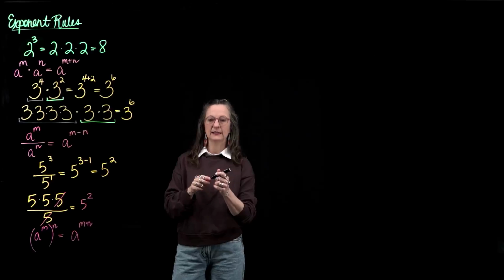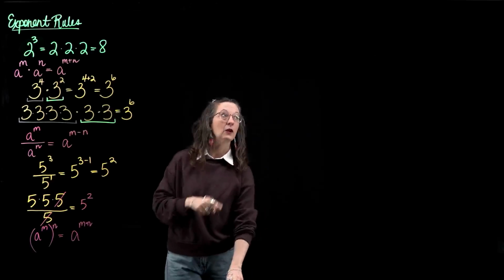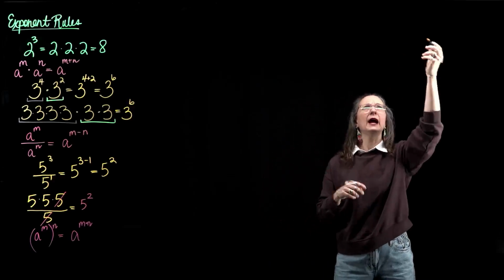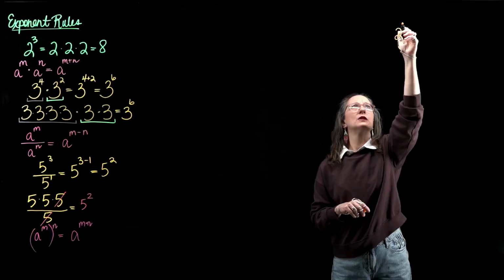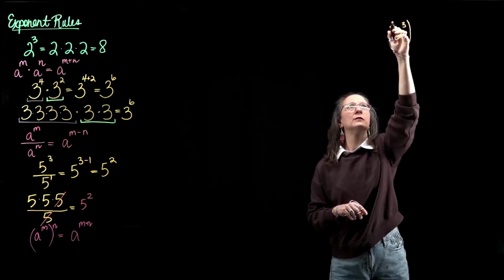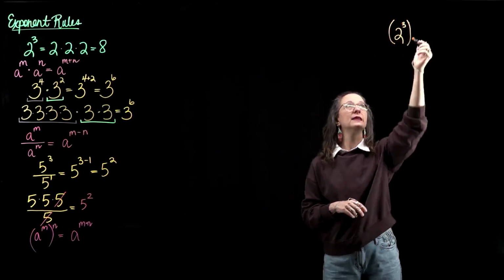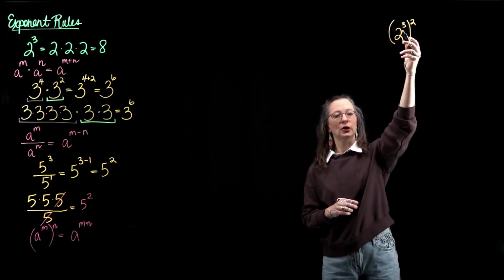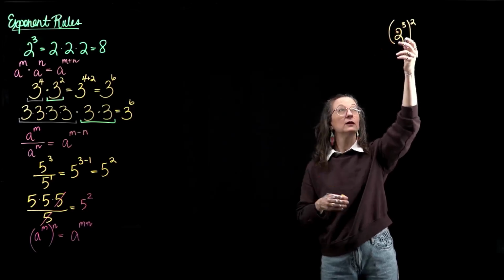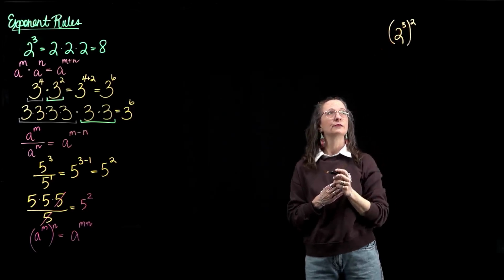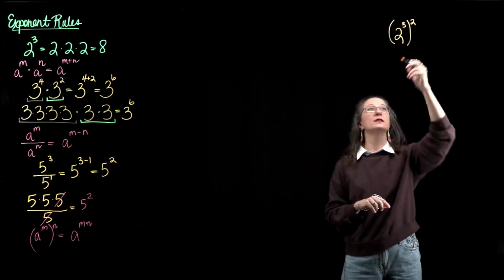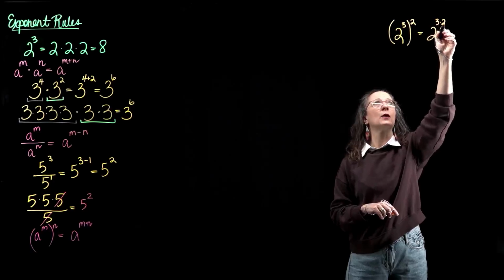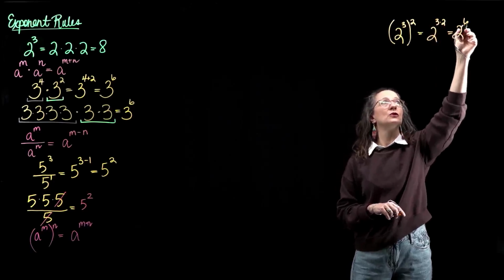Now let's look at an example of that one. I'm going to take it right up here to the top of this board. So if I had 2 to the third power, and that was squared, so 2 cubed, then squared. Well, our rule tells us that this would be 2 to the 3 times 2 power, which would be 2 to the 6th power.